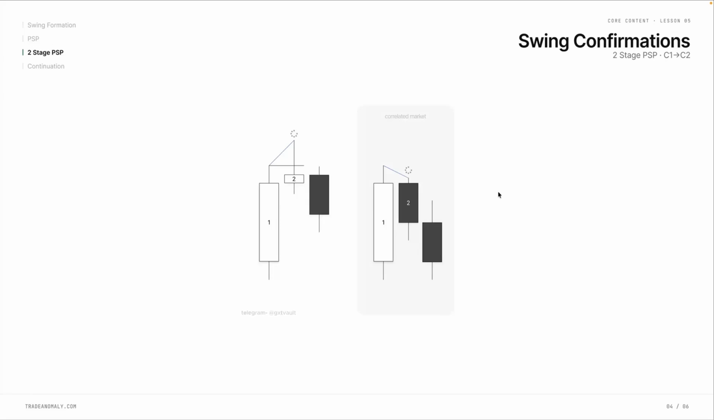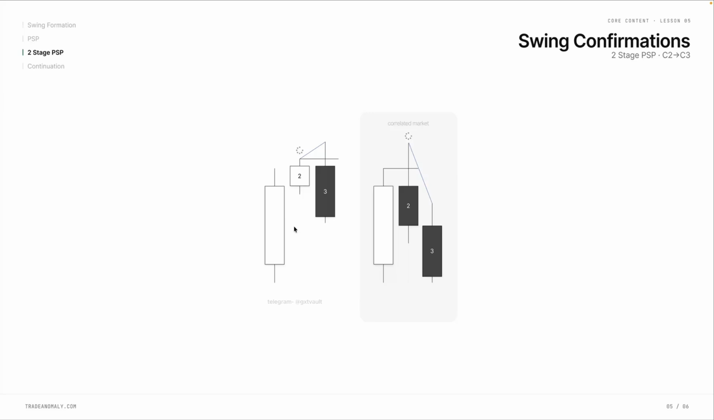So now let's go over a two-stage PSP. This is where we have SMT between the swing formation and a PSP confirming. So as you can see here, we have SMT between candle 1 and candle 2. In the close itself of candle 2 is bearish on this asset and bullish on this asset. That's your PSP, which is the second stage Kraken correlation, right? Here's your first stage SMT, candle 1 and candle 2, confirmed by the PSP closure itself for the second stage.